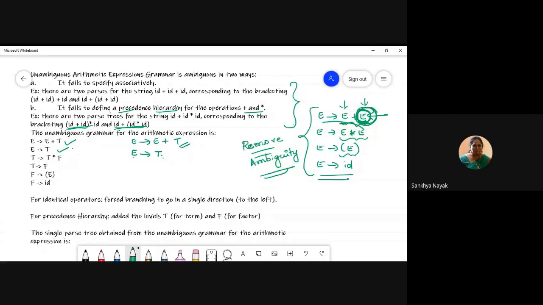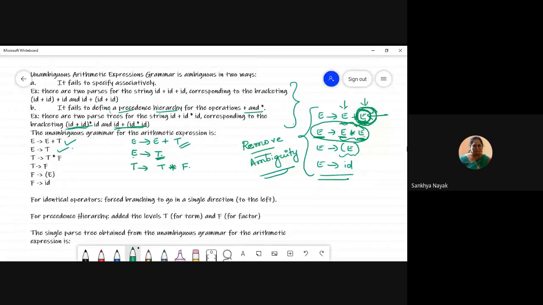Now let us come to this term. E derives E star E. We know that this E is also called T. So I will replace it as T derives T star F.